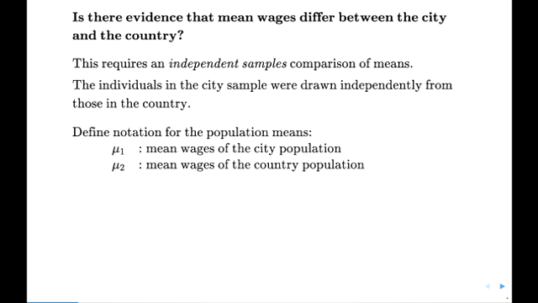Now, if you set it up the other way around, so mu1 are the country wages and mu2 is the mean of the city wages, that's okay. You can put it either way around, just as long as you're consistent all the way through. There's not a right or wrong way to do that, just so long as you're clear and consistent with how you set these things up.